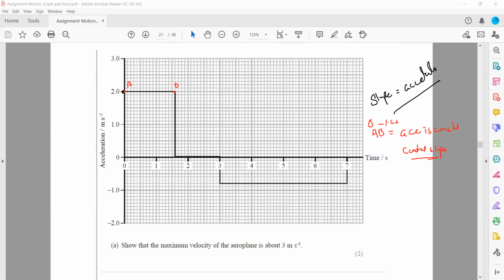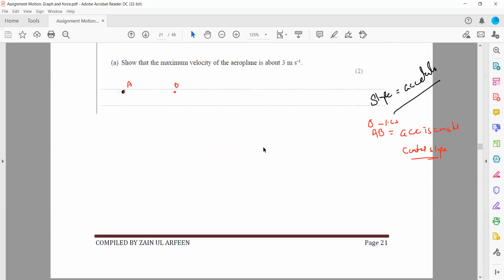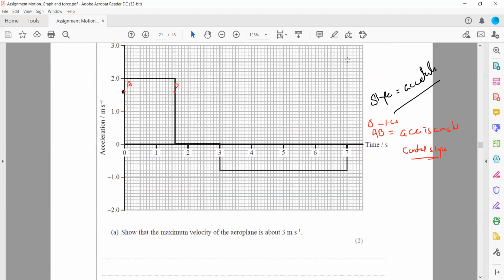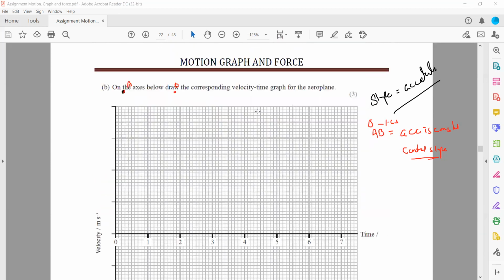As they mentioned, the maximum value is 3. So the maximum value will be 3, and it is positive. So acceleration is positive from 0 to 1.6 seconds, and it is constant. So we have to draw a line from 0 to 1.6 seconds with a constant slope. Is it clear, the first part?